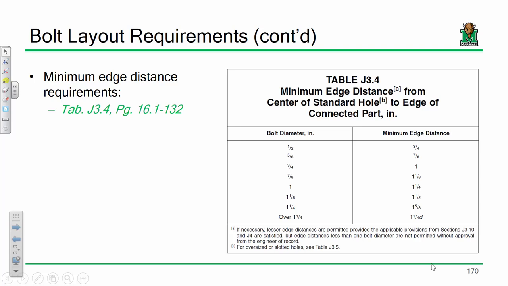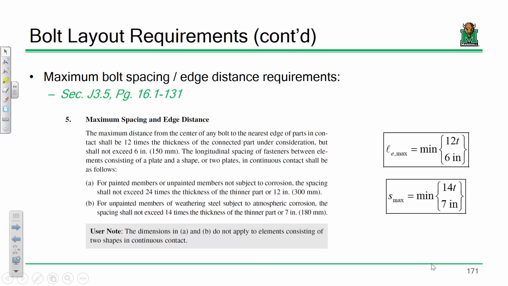Minimum edge distance, you look up. Maximum edge distance and bolt spacings come from the spec. Now, we have the same maximum spacing requirement for whatever connection we're looking at. The edge distance requirement, though, there's actually two of them. One's for painted steel and one's for unpainted steel. And I always use the unpainted one. It's a little bit more strict, and I know that if I meet this limit, I meet everything.